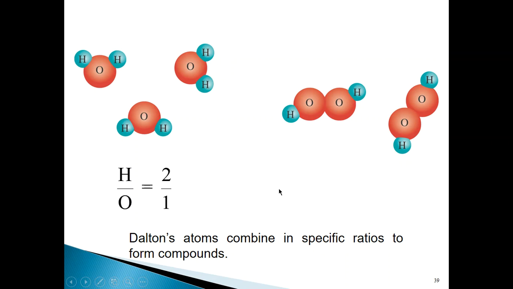All right. Another aspect of Dalton's atomic theory is that atoms combine in specific ratios to form compounds. That is seen in the case of water, where the ratio of hydrogen to oxygen atoms is 2 to 1, or in the case of hydrogen peroxide, where the ratio of hydrogen to oxygen is 1 to 1, or 2 to 2. All right.